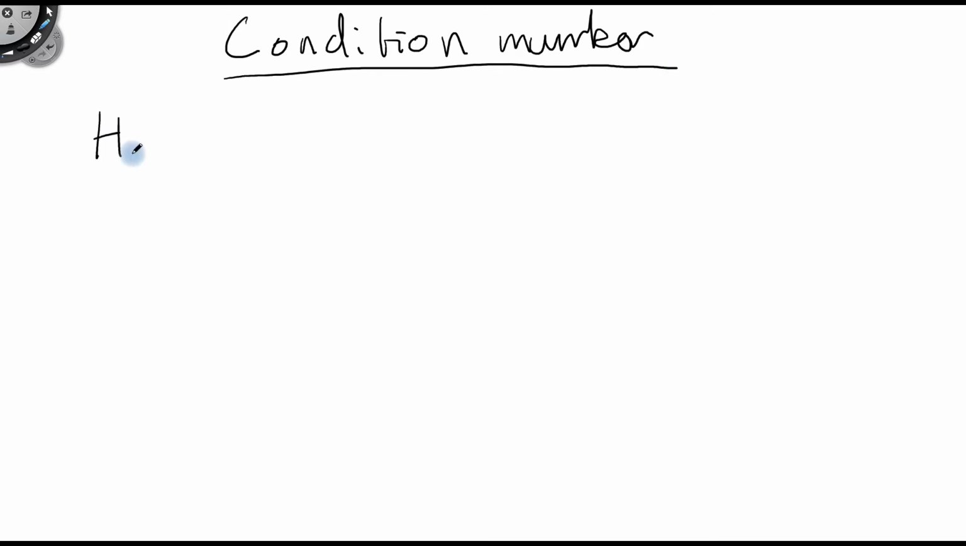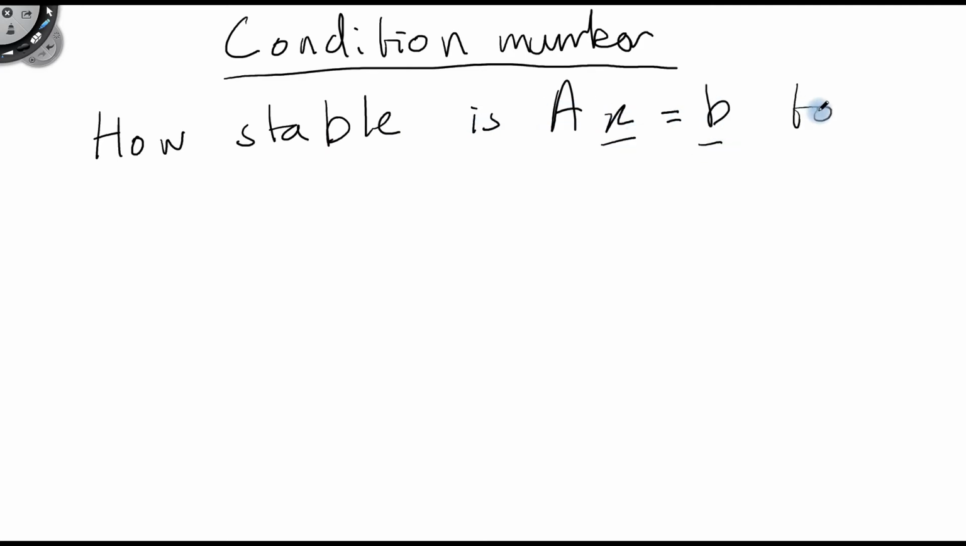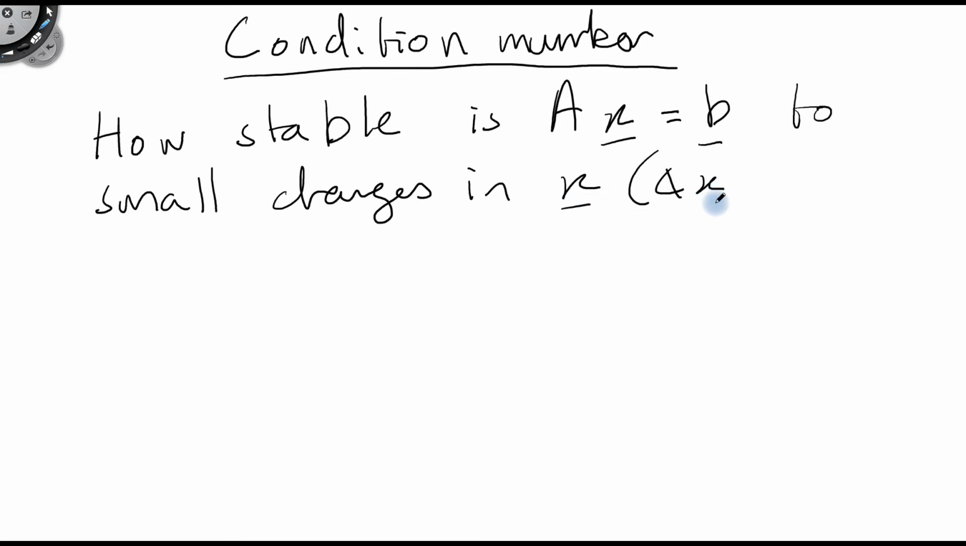So if we go to our inversion problem, how stable is Ax = b to small changes in x? We call that delta x, and in b.